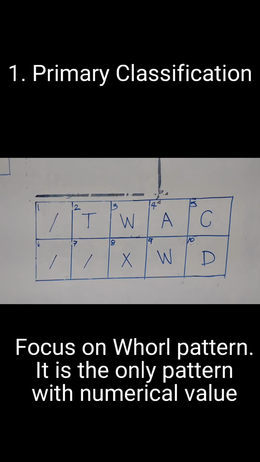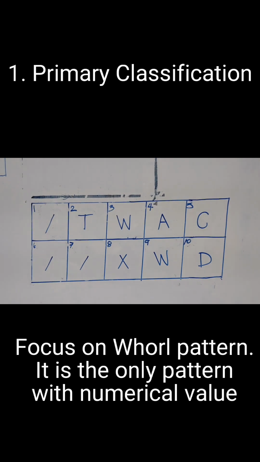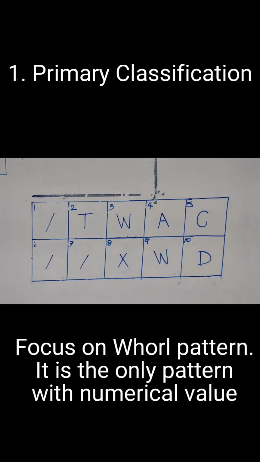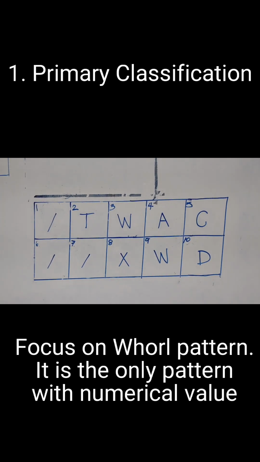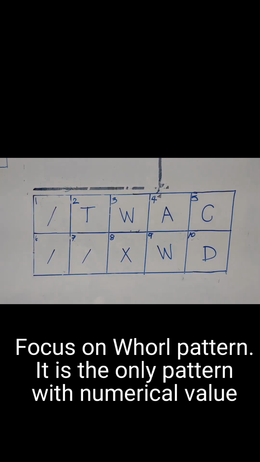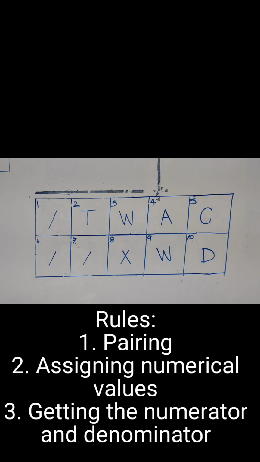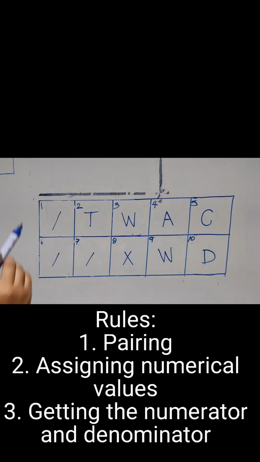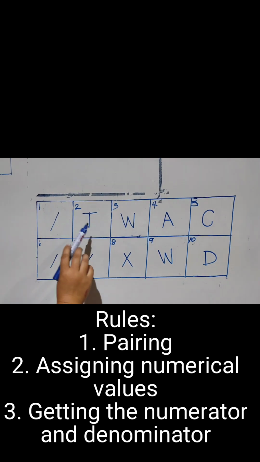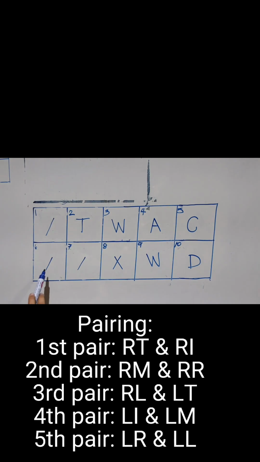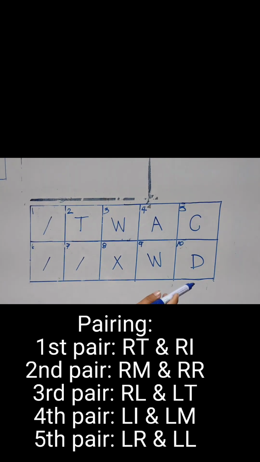The first classification that we're going to do is the primary classification. In this classification, we're just going to focus on whirl. Why whirl? Because whirl is the only one that has a numerical value, unlike the loop and the arch. There are rules in primary classification, and the first one is pairing. The first two consecutive blocks is the first pair, second pair, third pair, fourth pair, and the fifth pair.